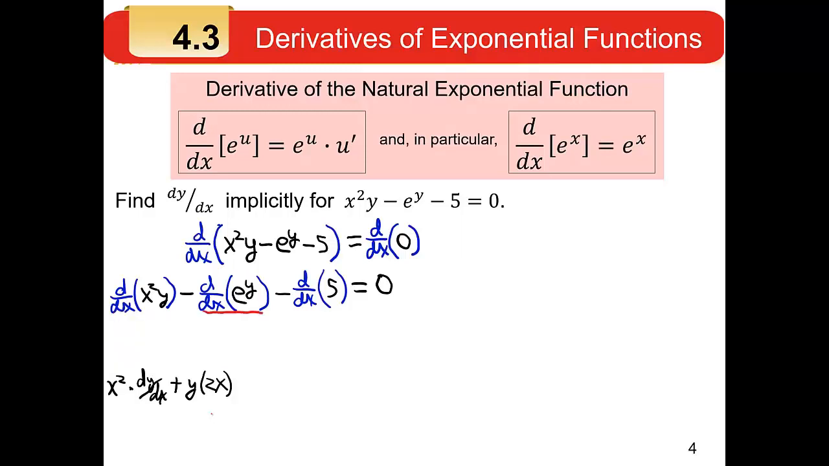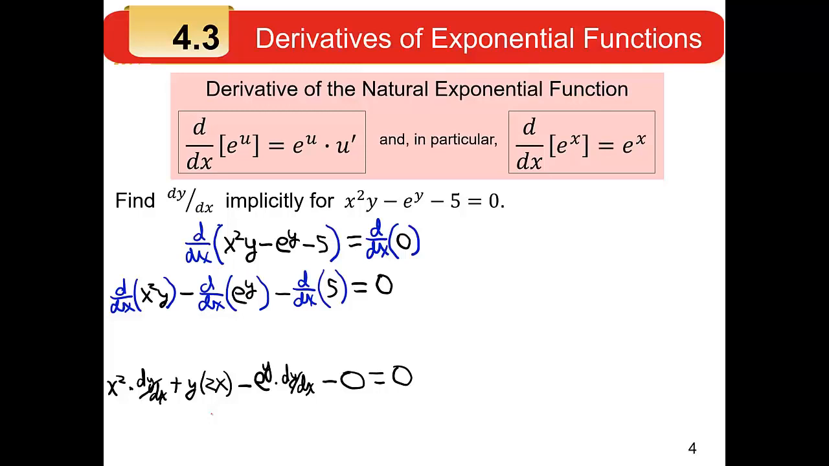Now you move to the next term, minus the derivative of e to the y. Well, you've got to go back to your formula. The derivative of e to any power is e to that power times the derivative of the power. So we've got y instead of u, so it becomes e to the y times the derivative of y. Then we move to the third term. Well, the derivative of a number is 0, so the derivative of 5 is 0, and we already have a 0 on the right-hand side.